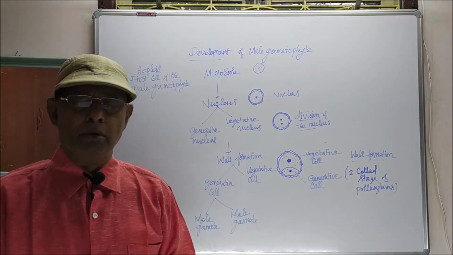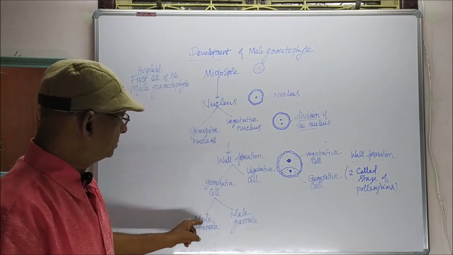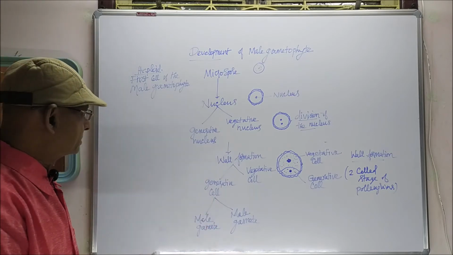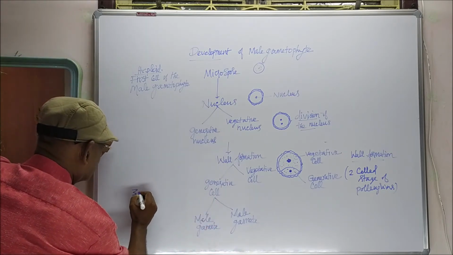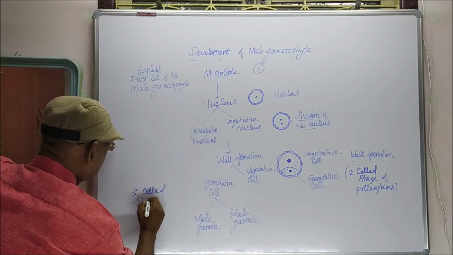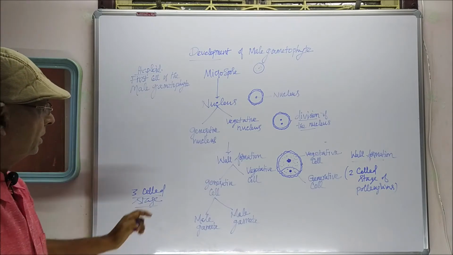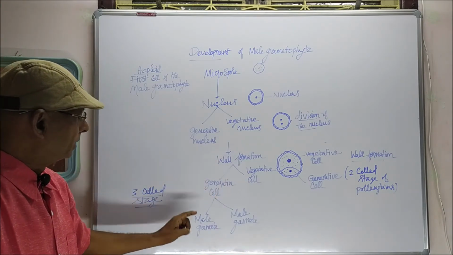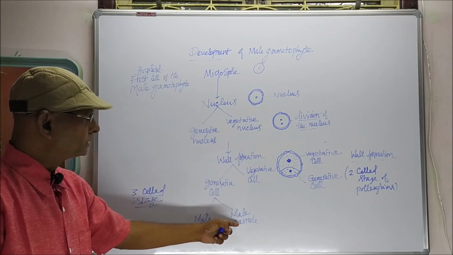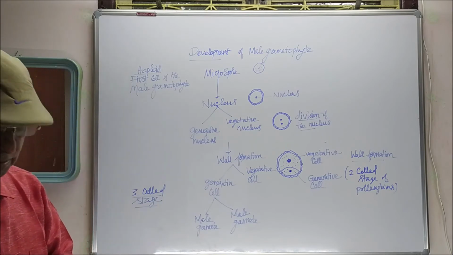Sometimes the generative cell divides into two male gametes. Now it is the three-celled stage. What are the three cells? One is vegetative cell, another one is one male gamete, another one is another male gamete. One, two, three. Three-celled stage.